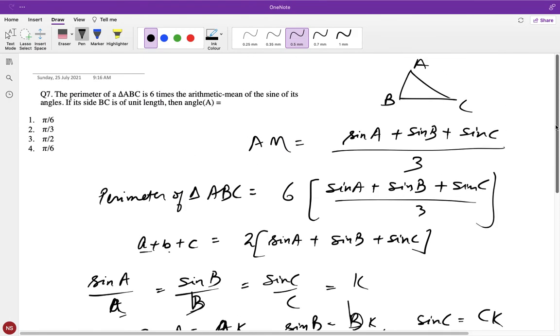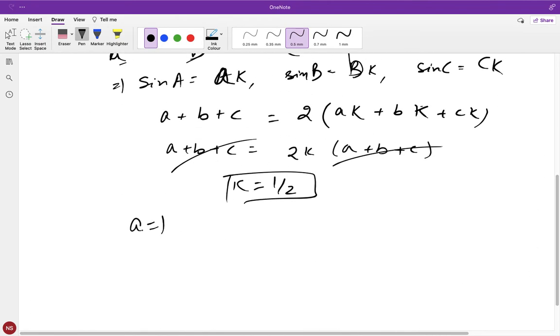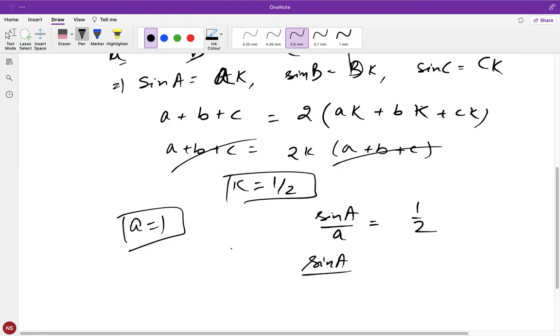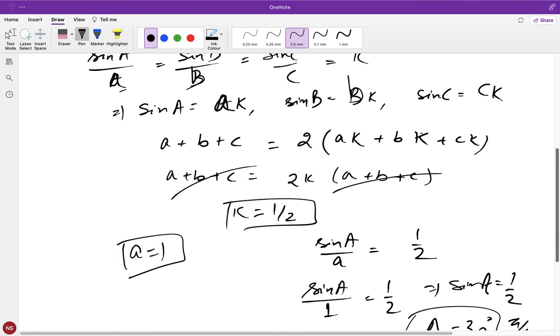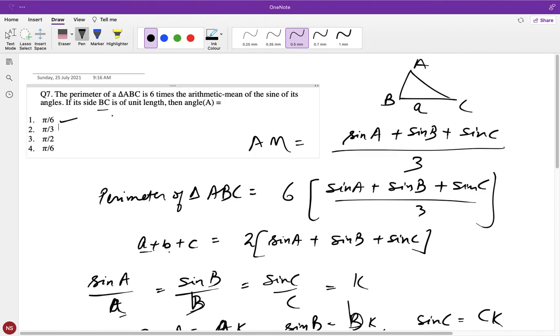K is equals to half, and also we are given the side BC is of unit length. BC is this, and it is denoted by small a. So small a is equals to 1. Unit length is 1. So sine A by A is equals to, given to me as half. So sine A is equals to half. You know that sine is half for 30 degrees or pi by 6. So this is the correct answer.